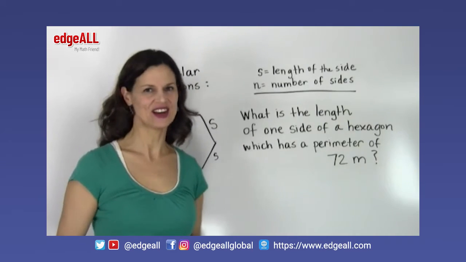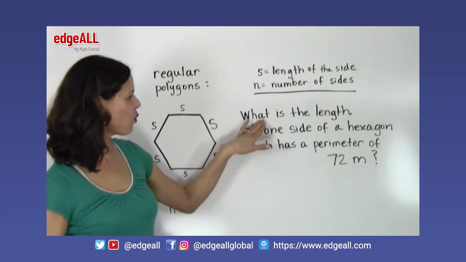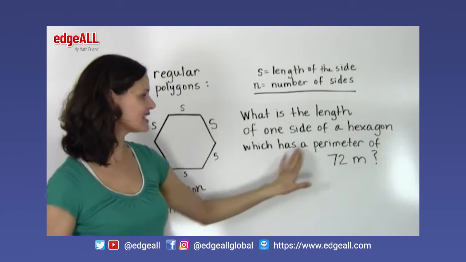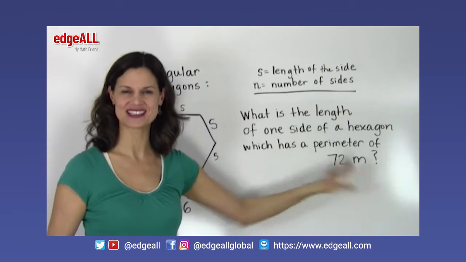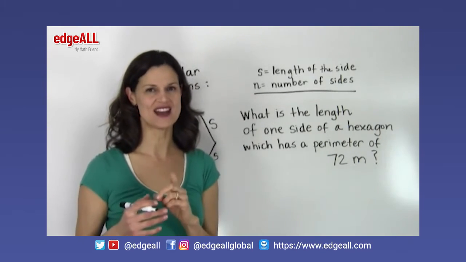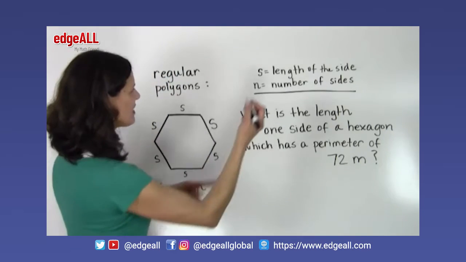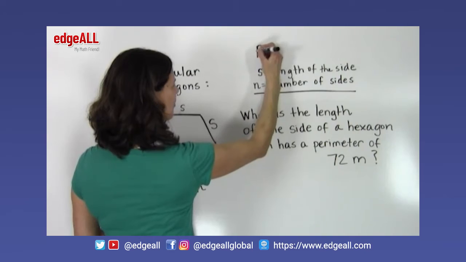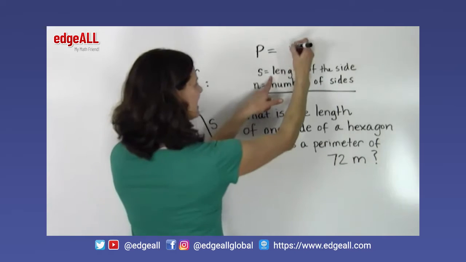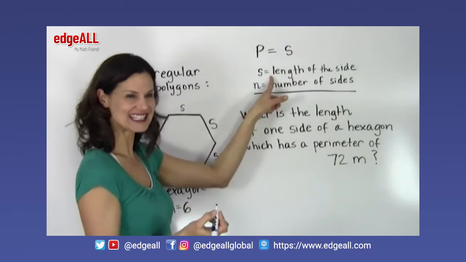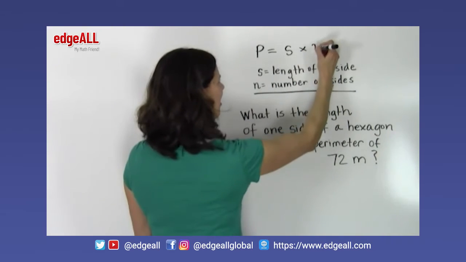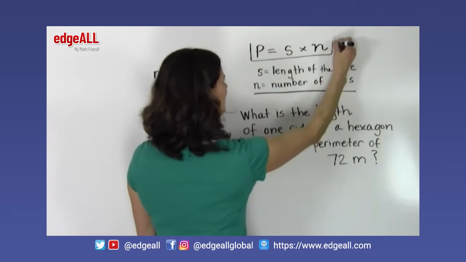Let's take a look at another example. This example says, what is the length of one side of a hexagon which has a perimeter of 72 meters? So this time we're given the perimeter and we need to find the length of one of the sides. So if we remember our little formula we've talked about before, we know that the perimeter is equal to the length of one of the sides, or S, times the number of sides in our figure, which we call N. So let's keep that little formula in mind.